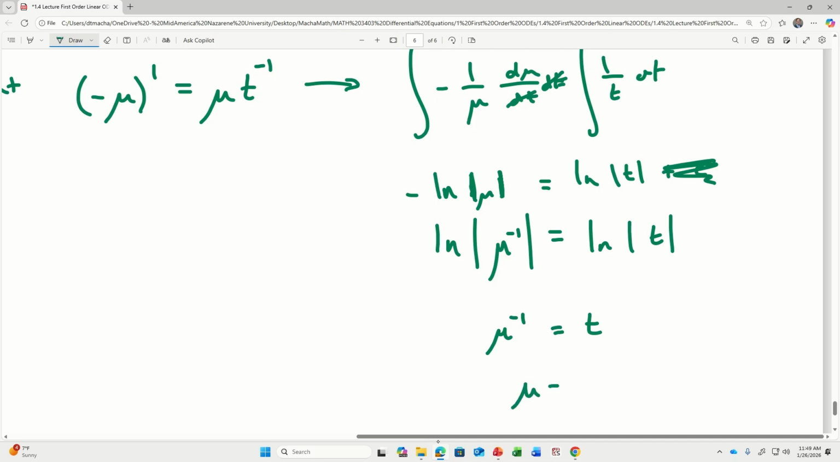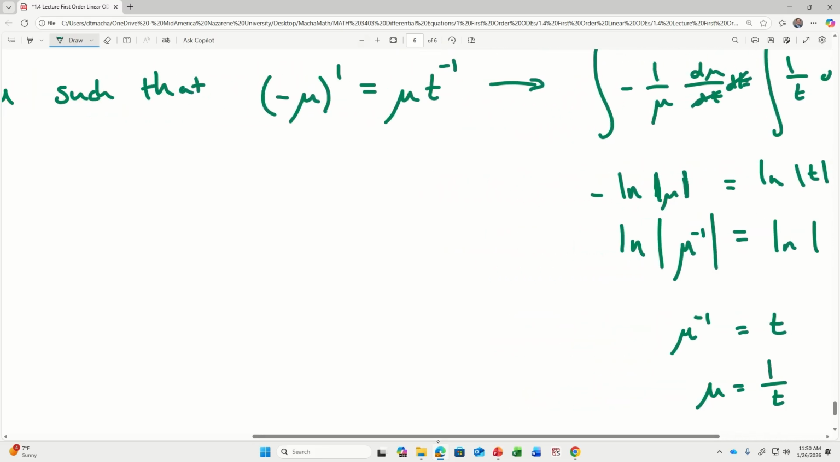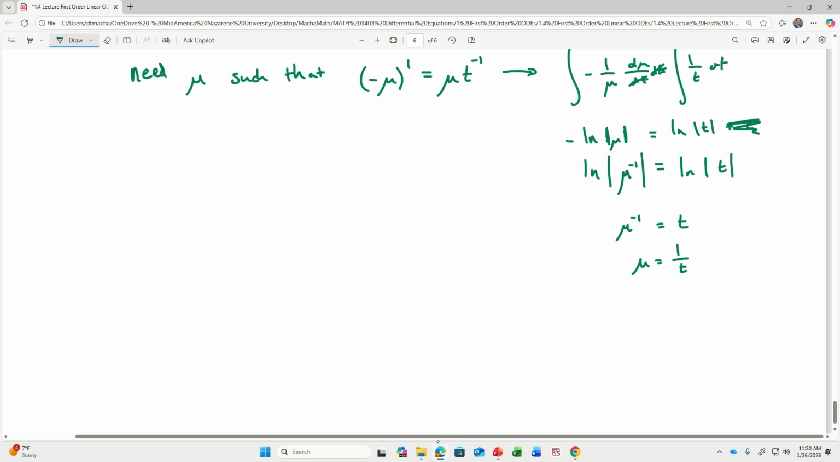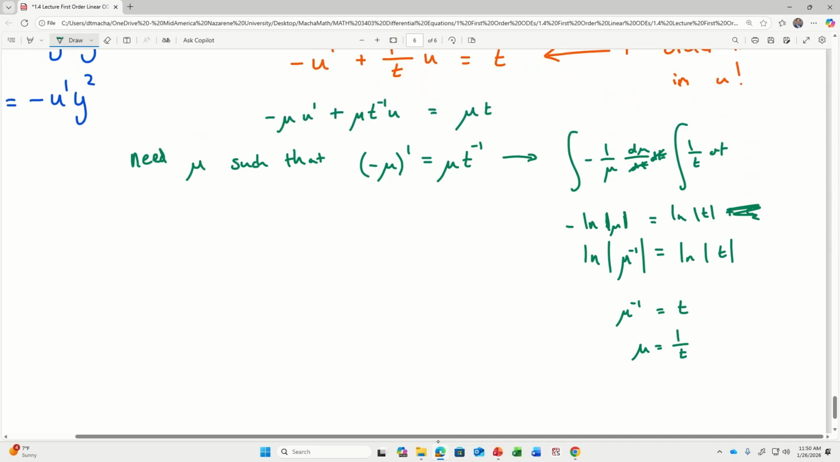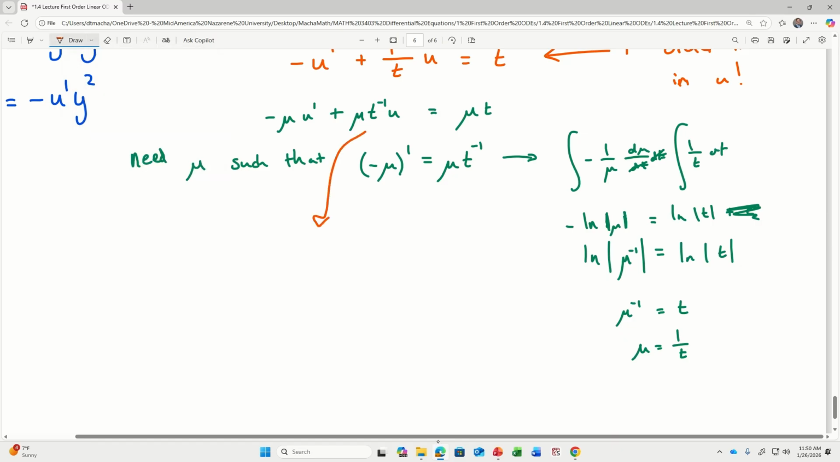Or, since these are just reciprocals, mu is equal to 1 over t. Okay, so we found a mu that's going to work. And so let's go ahead and rewrite my ODE again.